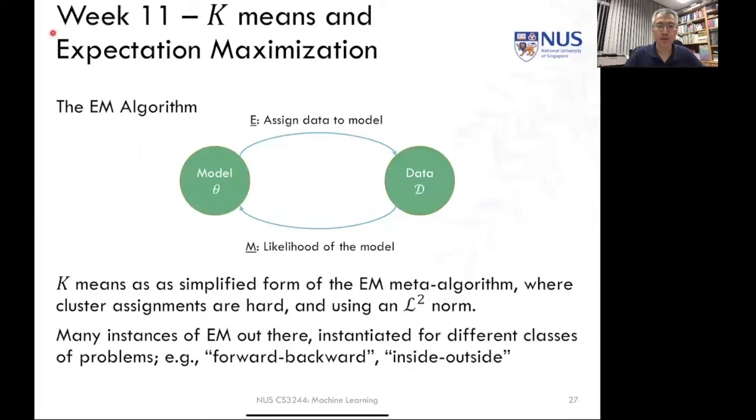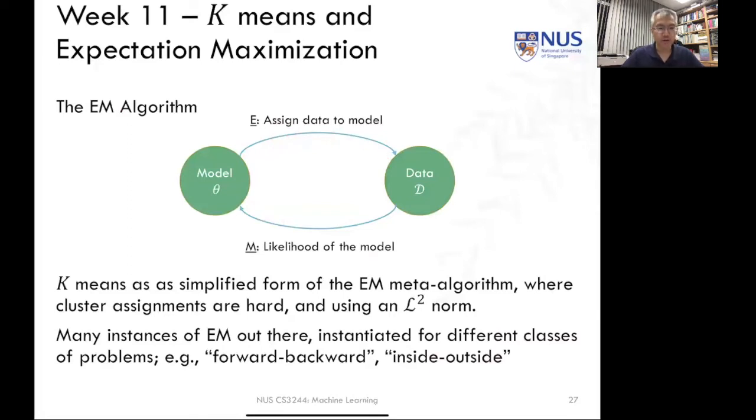In week 11, we looked at unsupervised learning through the idea of k-means and the meta-algorithm of expectation maximization. The key information that we need to know here is the idea that the EM algorithm represents a meta-algorithm where we iteratively estimate two steps. First, an expectation step that assigns data to the model, and then an M step or maximization step where we fit the likelihood of the data to re-estimating the model. And these things are going to recurse back and forth until convergence.